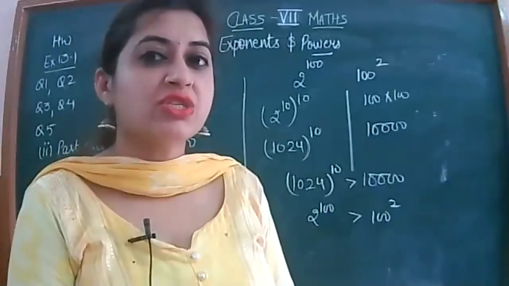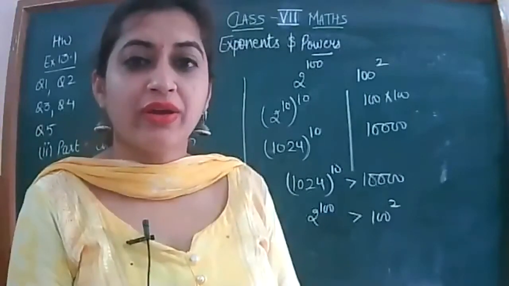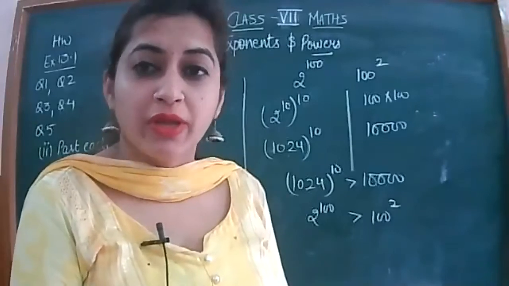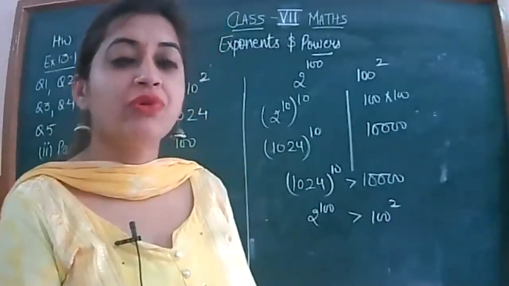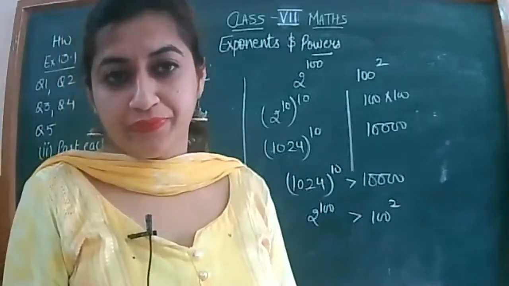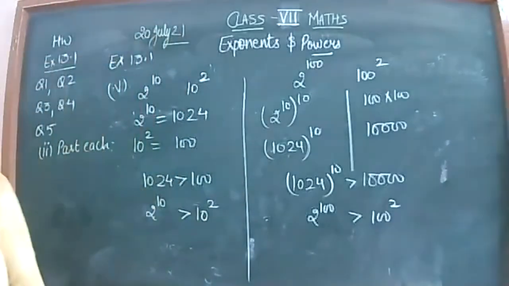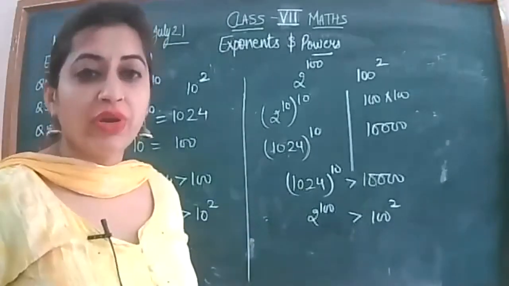9 will be written as 3 square. Don't write 9. Actually, the question is to write in the form of prime factors. So 9 is not a prime number. So you have to write 9 in the form of 3 square. Okay. Next is 405.